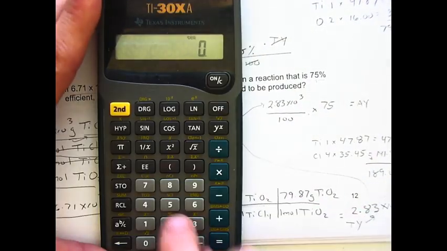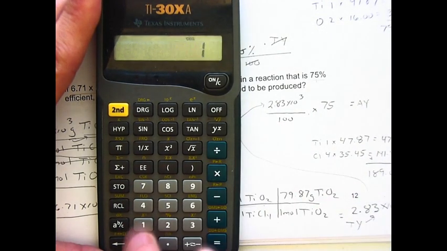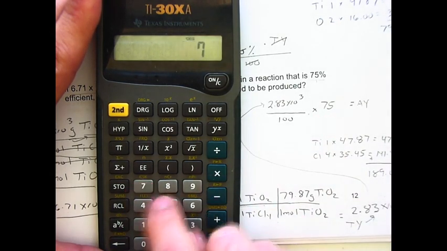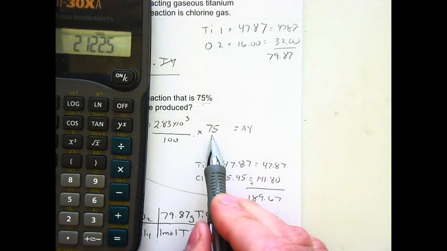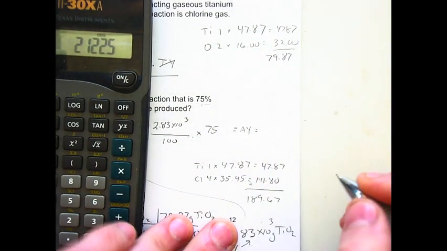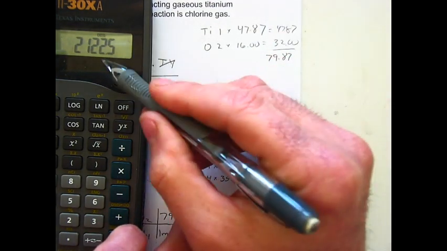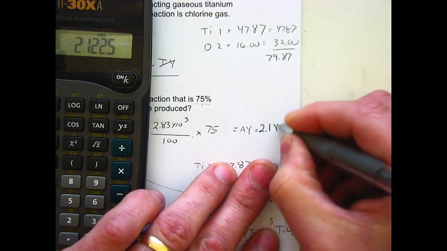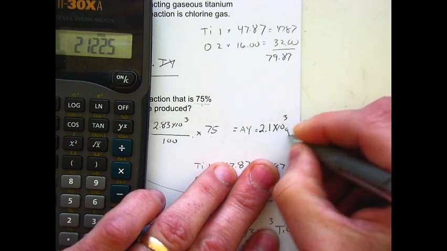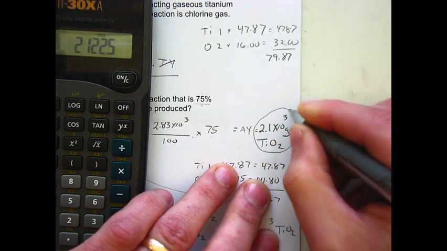So we go ahead and on our calculator, we take 2.83 EE3 divided by 100 times 75 equals. And since that has only 2 significant figures, our answer can only have 2 significant figures. It also must be in scientific notation, since the decimal point would move more than 2 places. So the answer is 2.1 times 10 to the third grams of titanium oxide. And that is our final answer.